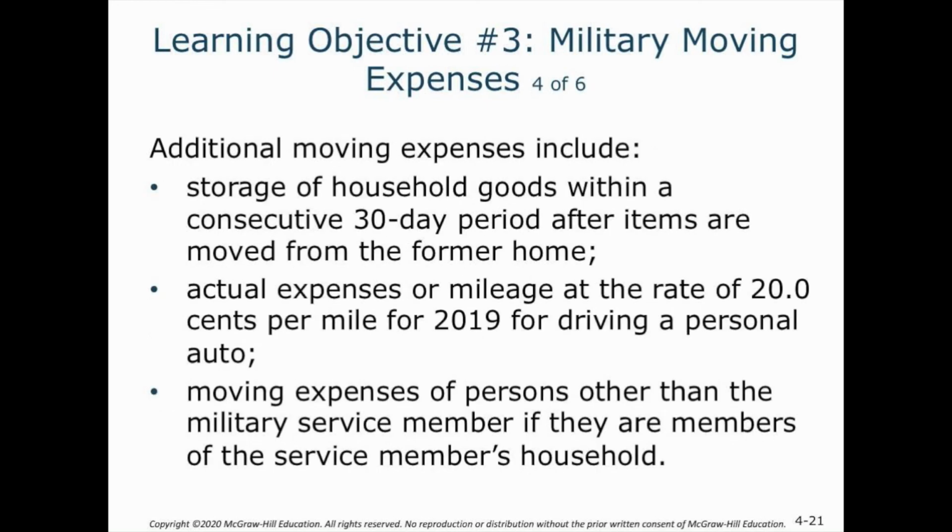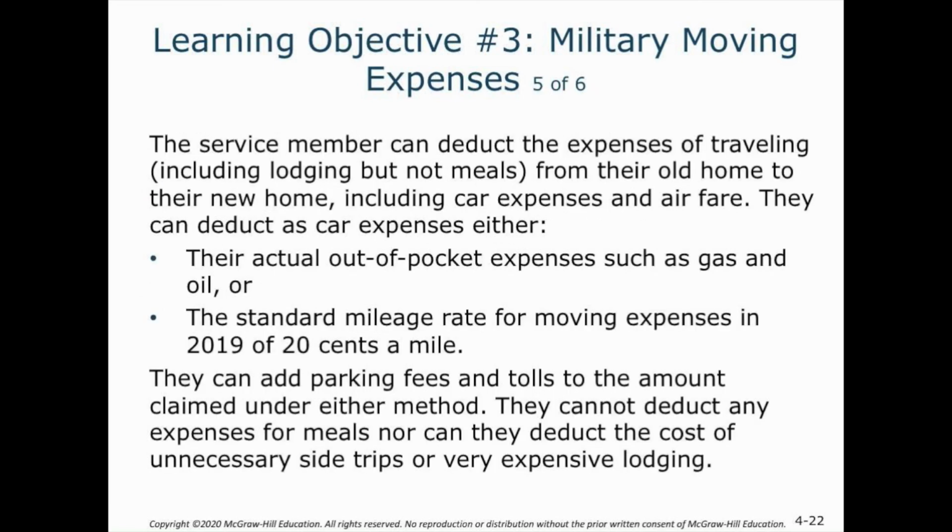Now, travel and storage are also types of expenses that we're going to be looking at here. After the move, you're going to get essentially the next month, consecutive 30 days, for storage of the household goods, and then also mileage for travel. That's going to be 20 cents a mile, which is what the rate was listed at for the 2019 year. Actual expenses also could be compensated. Now, the important thing here is you're going to have to pick one. You don't get both of them.